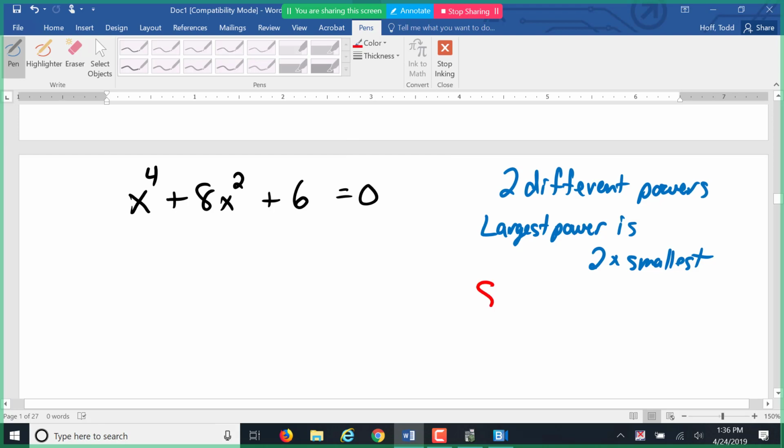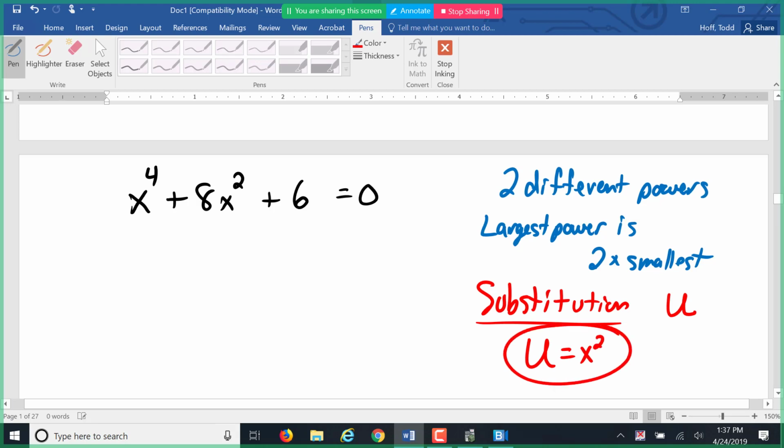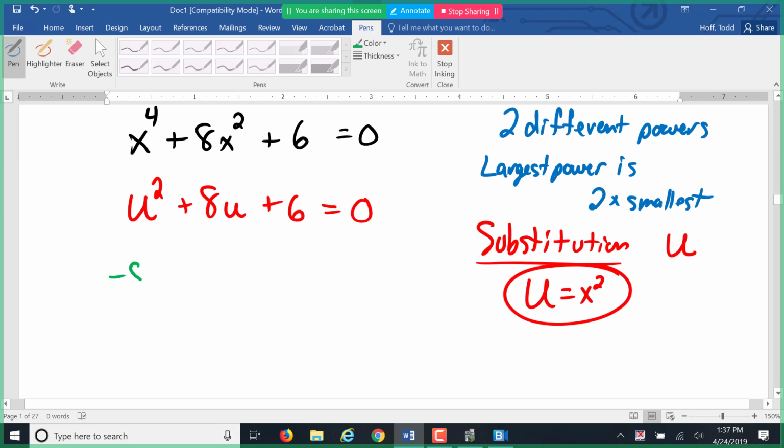To solve that, we're going to use a substitution. It's often called a U substitution if you're in calculus. You can substitute pretty much anything you want into it, really. But what we're going to do is let U equal x squared. So what that means is this becomes U squared plus 8U plus 6 equals 0. Now I can solve that using the quadratic equation. Negative 8 plus or minus the square root of 8 squared minus 4 times 1 times 6 all over 2 times 1.